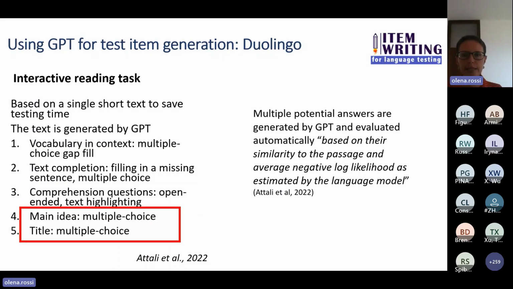And finally, the main idea and the title tasks. Both of them are 4-option multiple choice items. They are generated by GPT together with the text passages. These 3 distractors are then generated in the same way as for the text completion task from alternative texts, and they're evaluated automatically to select the best distractors. As Italian colleagues wrote, this is done based on their similarity to the passage and average negative log likelihood as estimated by the language model.